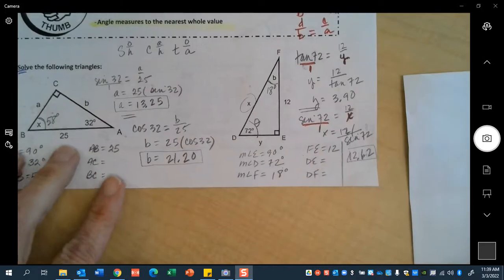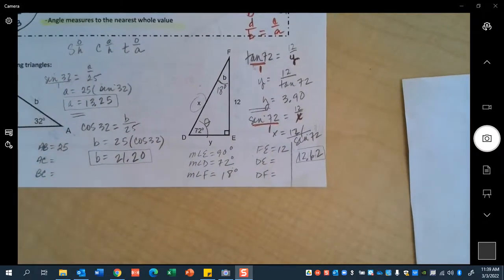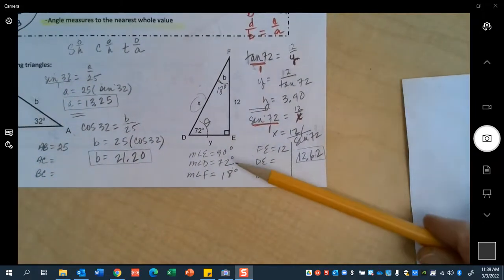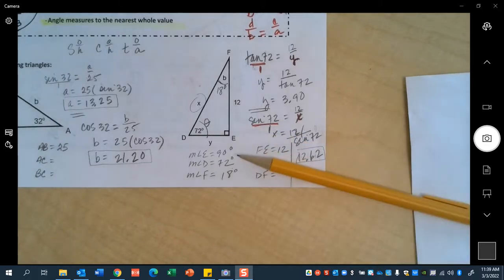So the next one, we ask ourselves, what do I have? What do I need? I have my 90-degree angle. By the way, none of this noise is possible if it's not a right triangle. If you're not given that it's a right triangle, that's not happening for you today, because we're only using these with right triangles. If I have a right triangle and I'm given a 72-degree angle, I get my 18-degree angle, no problem.